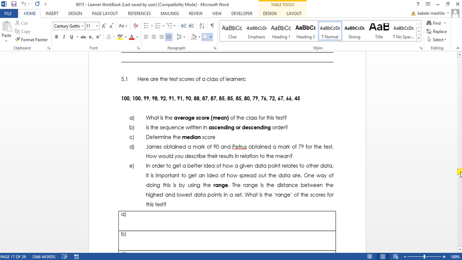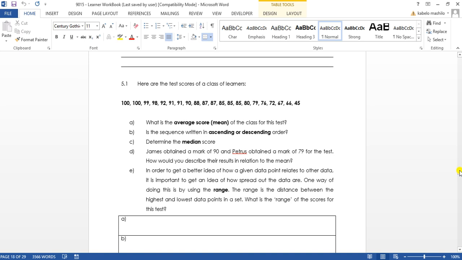5.1. Here are the test scores for a class of learners. What is the average score, the mean, of the class for the test? Is the sequence written in ascending or descending order? Determine the median.